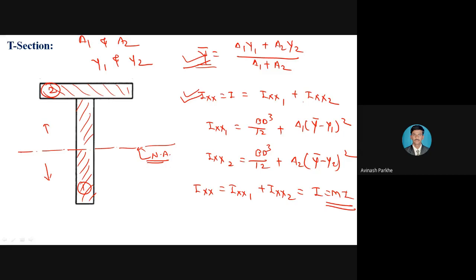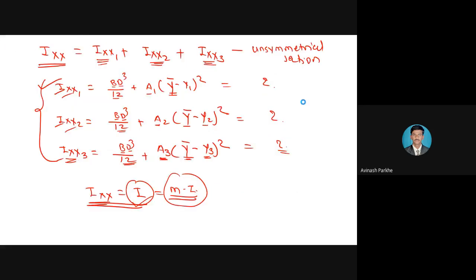Regarding this particular T section, there is only a small difference between the unsymmetrical I and the T section. In the unsymmetrical I, a total of 3 sections are present.